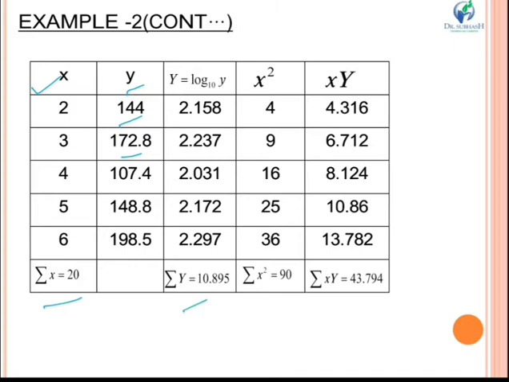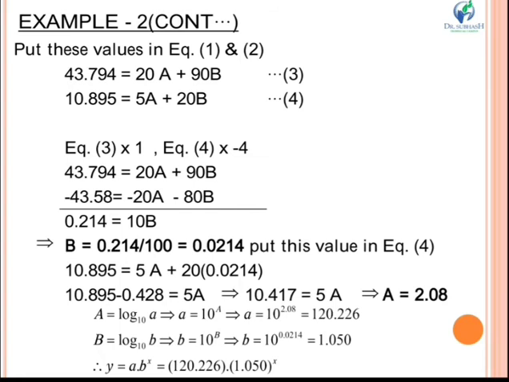And I get summation Y equal to 10.895. Next I have to find x square. I will square each term of x and do the total, and I get summation x square equal to 90. Now I will multiply small x and capital Y, multiplying each and every term, and on doing the total I get 43.794. I will put these values in the normal equations, that is in equation 1 and equation 2. On putting these values, I get these two equations, equation 3 and equation 4.